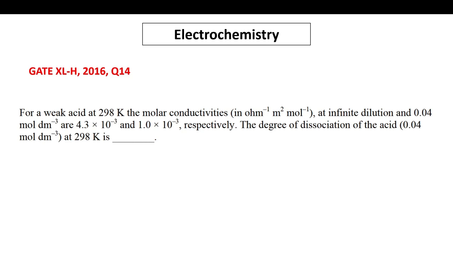For a weak acid at 298 Kelvin, the molar conductivities in ohm inverse meter square mole inverse at infinite dilution and 0.04 mole decimeter cube are 4.3 into 10 to the power minus 3 and 1.0 into 10 to the power minus 3 respectively. The degree of dissociation of the acid at 0.04 mole decimeter cube at 298 Kelvin is.